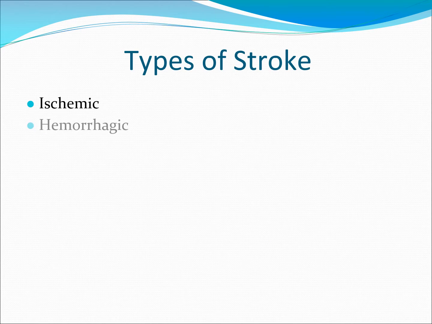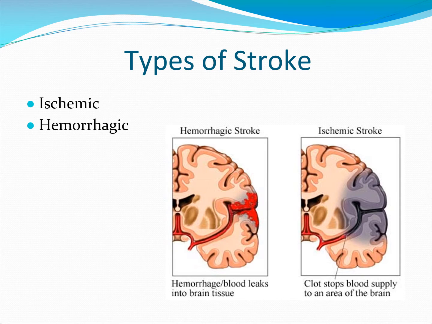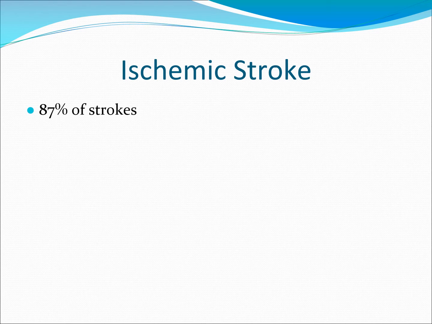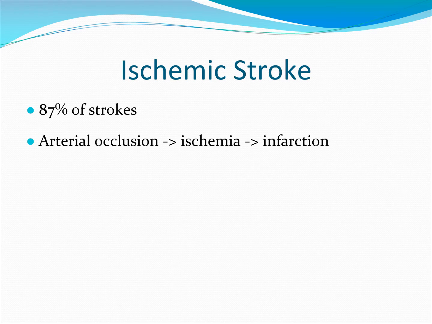Then getting on to the types of strokes. Two main types: the hemorrhagic stroke, which is basically bleeding either within or on the surface of the brain, and then ischemic stroke, which is basically blockage of a blood vessel, large or small, for long enough that permanent damage to brain tissue sets in. Ischemic stroke is almost 90% of all of the strokes that we see.